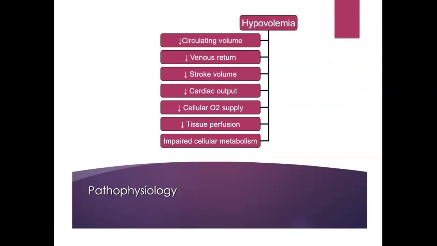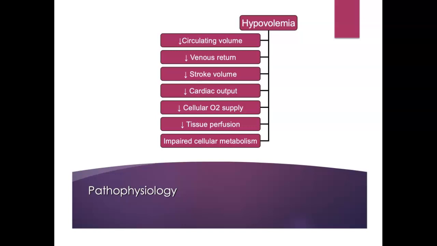So this is the pathophysiology in hypovolemia. So you have a decreased circulating volume, means there's a decreased venous return to the heart, means a decreased stroke volume, decreased cardiac output, decreased cellular oxygen supply, decreased tissue perfusion, and impaired cellular metabolism. And so as the stages of shock, as we've already discussed, you have an increase in the heart rate. A systemic vasoconstriction is triggered because of an increase in the sympathetic activity and release of catecholamines.